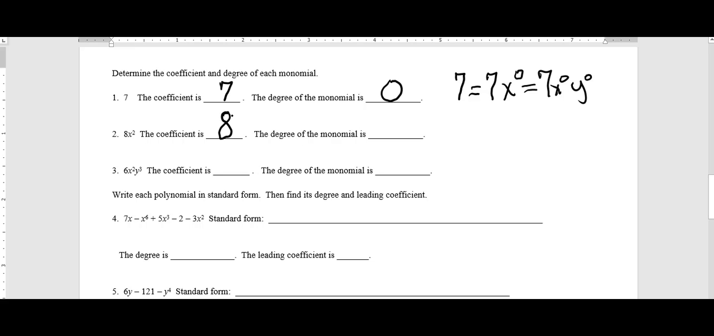It's always 0. 8x squared is my next monomial. The coefficient of that is 8. The degree of 8x squared is 2. That's the power on the variable when my monomial just has one variable. 6x squared y cubed has a coefficient of 6, and the degree of that monomial is the sum of the exponents on the variables, 2 plus 3, which is 5.